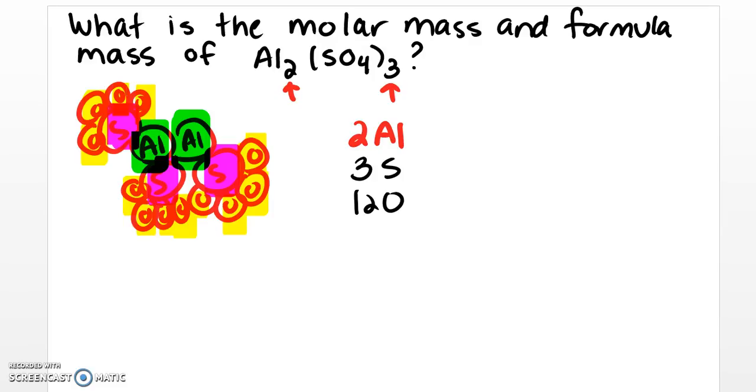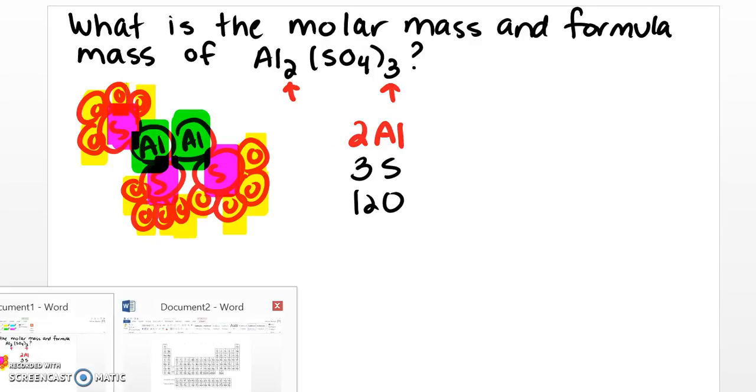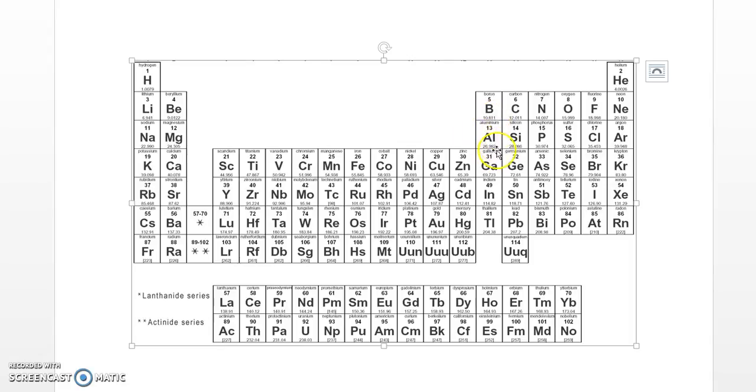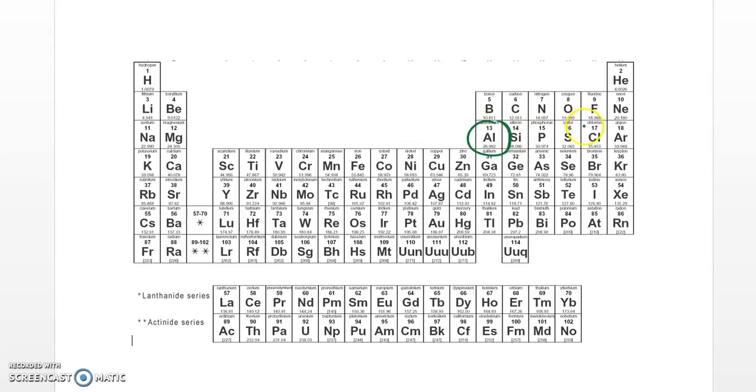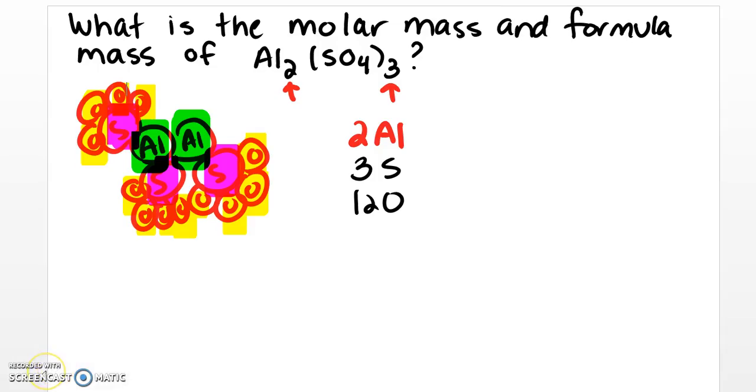What you have to do is look up the atomic mass of all these atoms. If you check your periodic table and you look up aluminum, there's aluminum here, and you've got your sulfur and your oxygen. And what you're doing is looking for these atomic masses there. So let's go back to our question here.